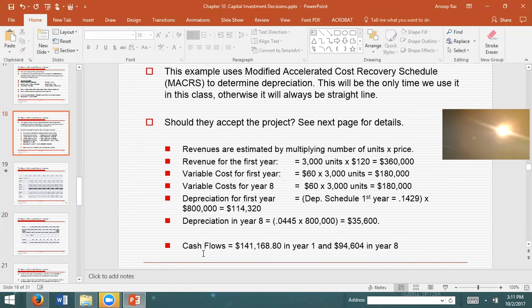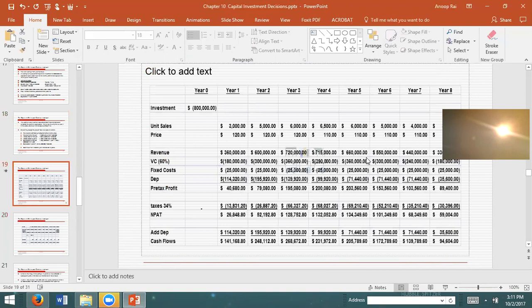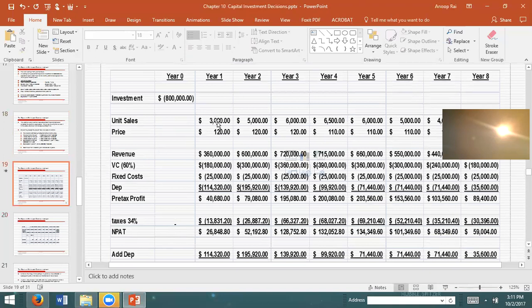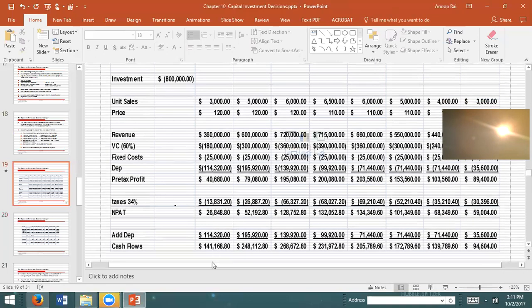Now, let's go and do the full cash flow analysis. So if you looked at this, and I'll try to increase it a little bit more. Yeah, here we go. So in year 1, 3,000 units times price gives you the revenue. The variable cost is $60 times 3,000 units is 180,000. Fixed cost of 25,000, and this is the depreciation. The first year is based on 14.29%. We subtract all that, we get the pre-tax profit. We take away the taxes. This is our profit. So we add back the depreciation, and lo and behold, our cash flow is $141,180. So we do that for all the years till this point.